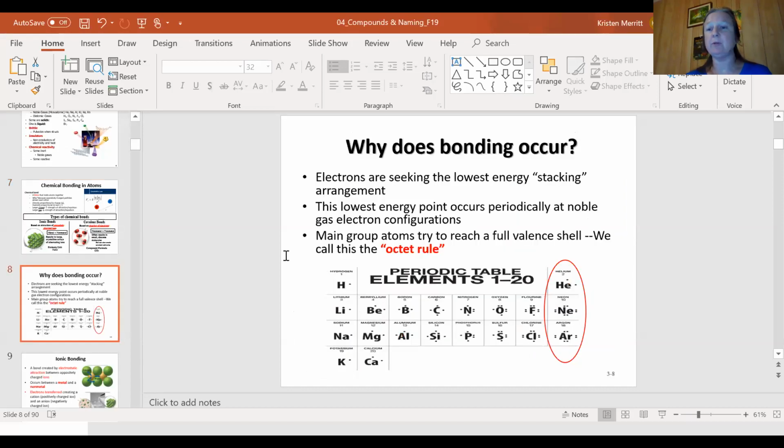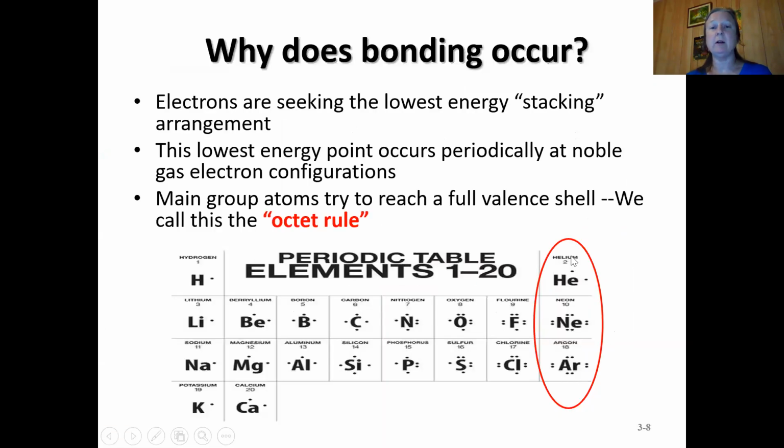So this is another description of that, seeking that octet. The end goal for an individual atom is to reach this state. They can do that by sharing electrons with another element, and then get the octet state. The octet rule is filling those valence shells with 8 electrons.